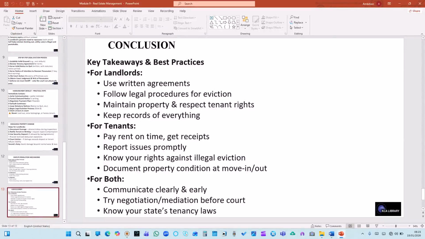Finally, for both landlord and tenant, communicate clearly and early. Try negotiation and mediation before court. Know your state's tenancy law.